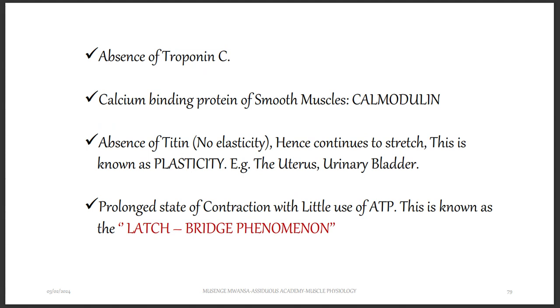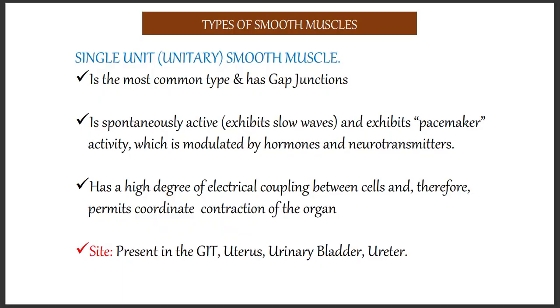Imagine if it could go back to its original position and someone has got training in the blood, what would happen is that they couldn't control that. Prolonged state of contraction with little use of ATP, and that is known as the latch bridge phenomenon. Because normally, when you contract very much, you're supposed to be having ATP to continue the contraction, because with time, tissue will be able to die, and then there's going to be that relaxation. But the latch bridge phenomenon is telling us that these smooth muscles can contract for long without use of ATP.